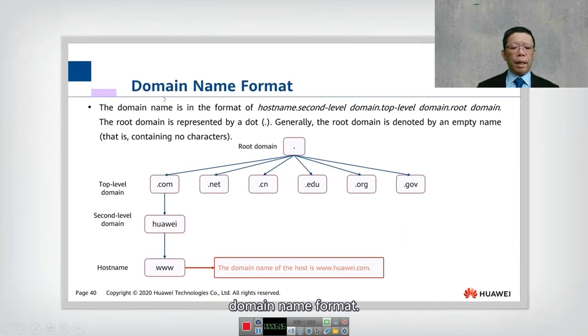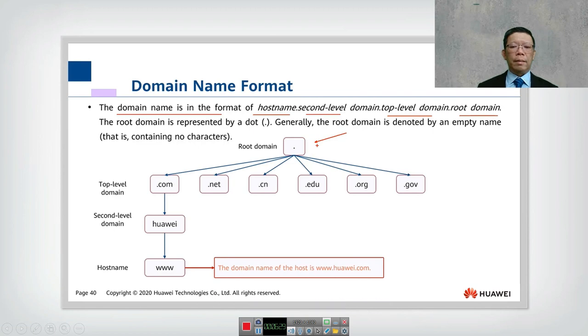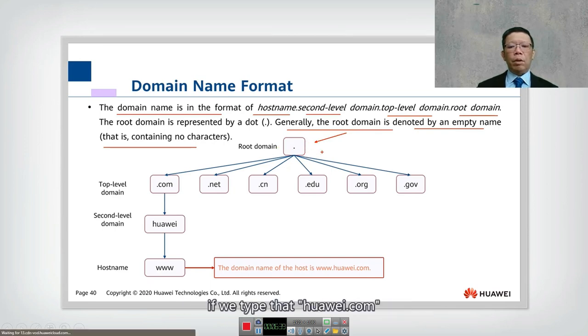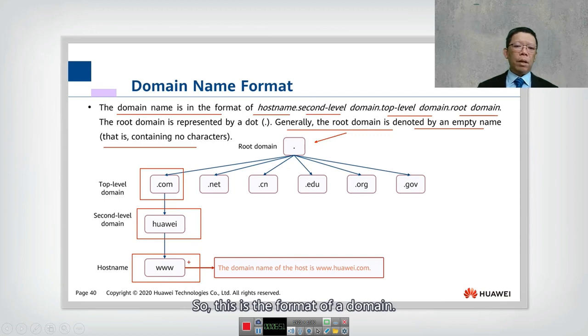Now next we look into the domain name format. The domain name is in the format of host, then a dot, then second level domain, then a dot, then the top level domain, then a dot, then the root domain. The root is actually represented by the dot. This is the root of all the DNS. Generally, the root is denoted by an empty name. There's no character, just a single dot. If we type Huawei.com, .com is the top level domain. Huawei is the second level domain. The www is just a host name. So this is the format of a domain.